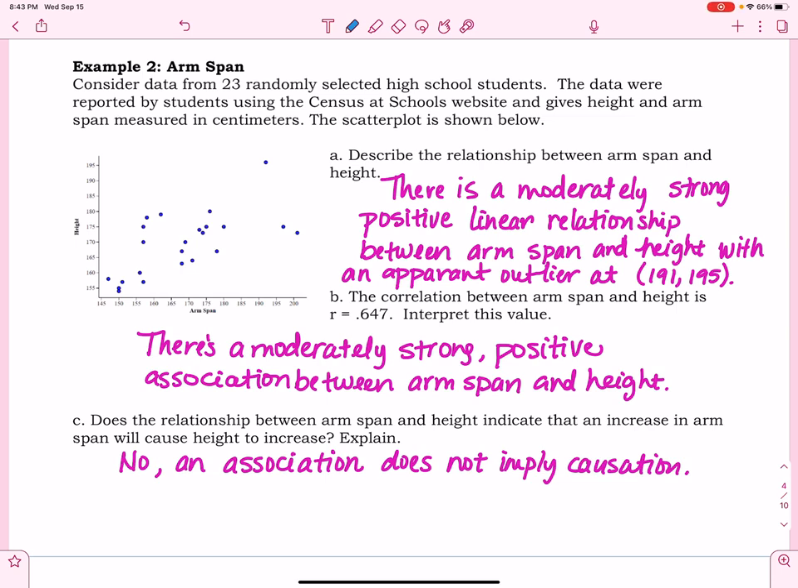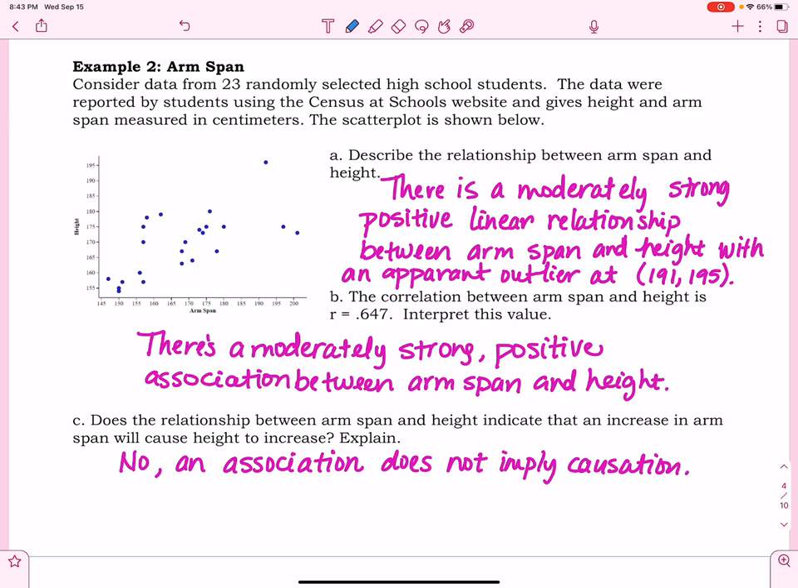This video is for Unit 2 AP Statistics, and it is Example 2 in our notes. I'm just going to talk you through this. Obviously, I've already got it filled in, so I'm just going to explain why my answers are what they are. If you need to pause this and read the problem, just go ahead and make sure that you do that. On Part A, we're being asked to describe the relationship between arm span and height.